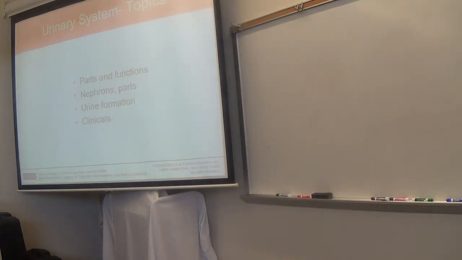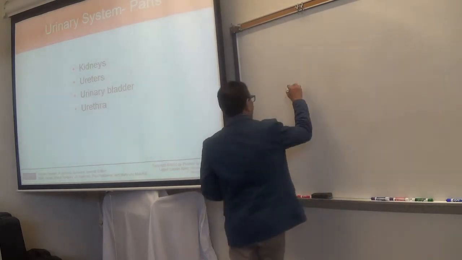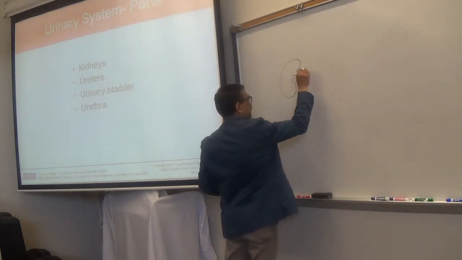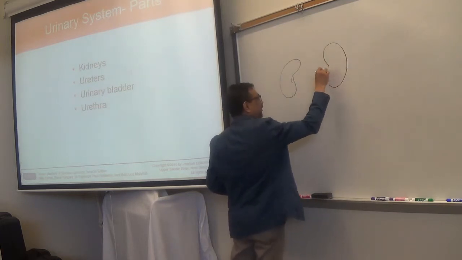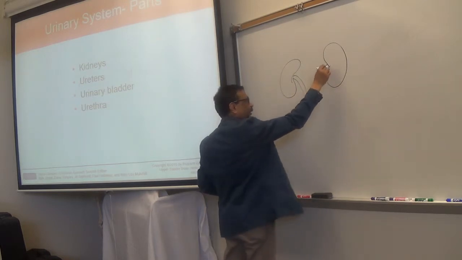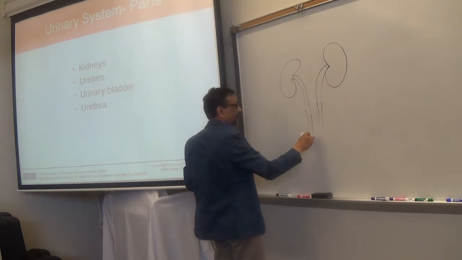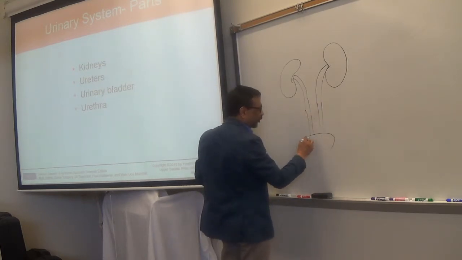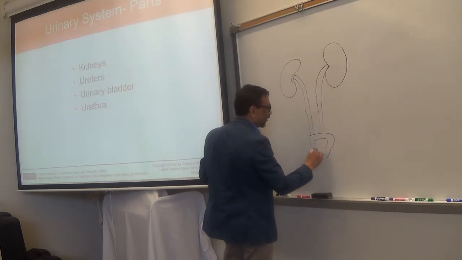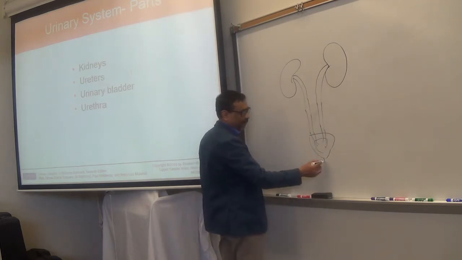the parts or organs of the urinary system. You have two kidneys, right and left. So the kidneys produce urine. And then you have two ureters. Ureters are tubes. They bring the urine into the urinary bladder. So this is the bladder. So ureters bring the urine into the bladder. And then from the bladder, urine gets out through the urethra.